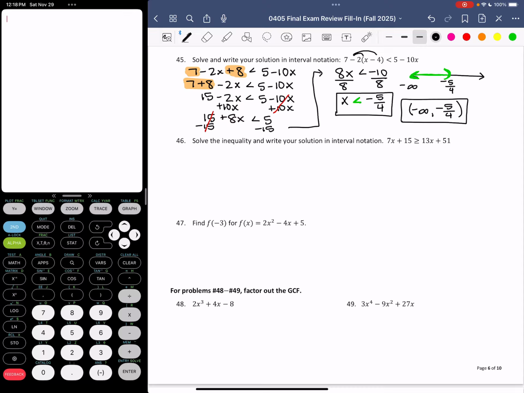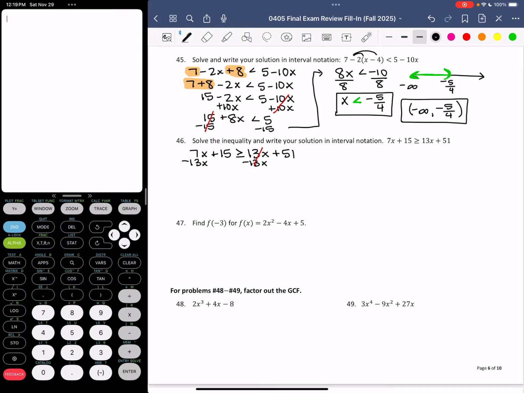Okay, number 46, solve the inequality and write in interval notation. So similar, this time I'm going to go ahead and just write the problem over here so that we have some space to work. We have a greater than or equal to symbol this time, so it does have the line underneath. And we have a similar situation where we can choose to move our variables to the left or to the right. Again, I like to keep my variable always on the left, so I'm going to subtract 13x on both sides. This is not the only way you can do this problem. This is just the way I'm choosing to do this problem.